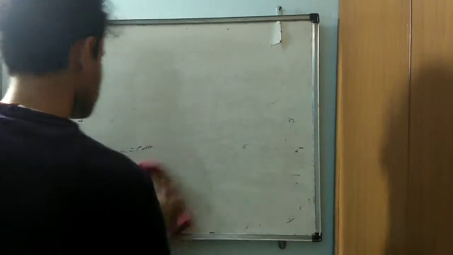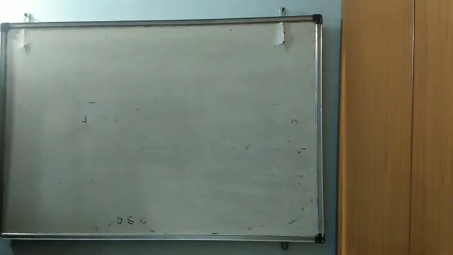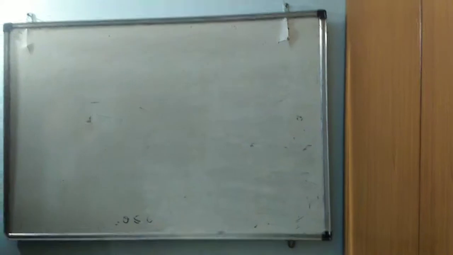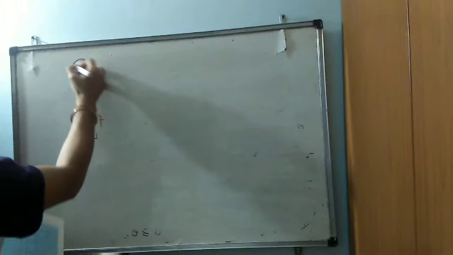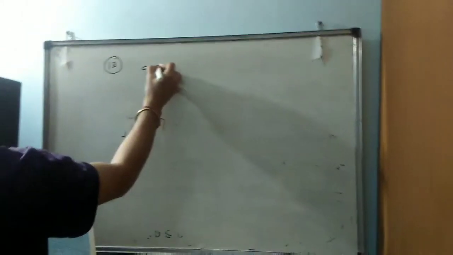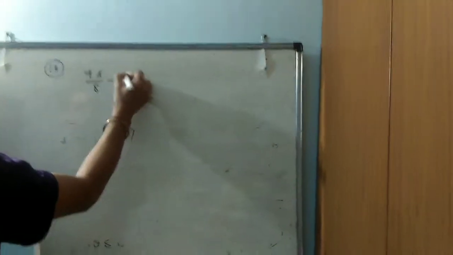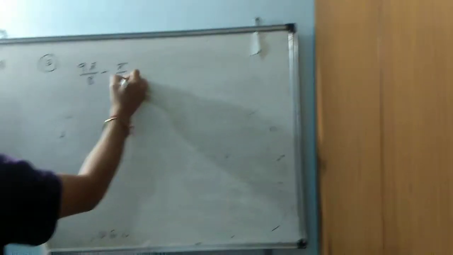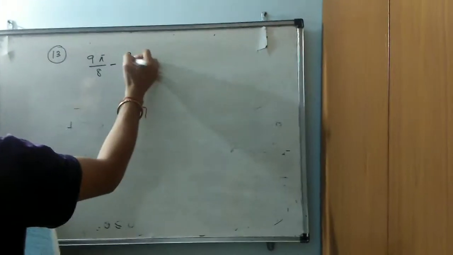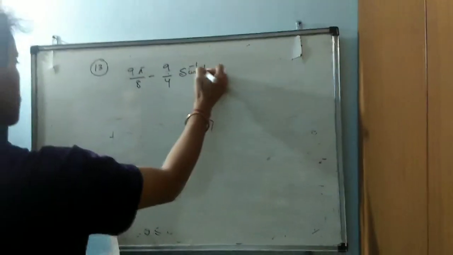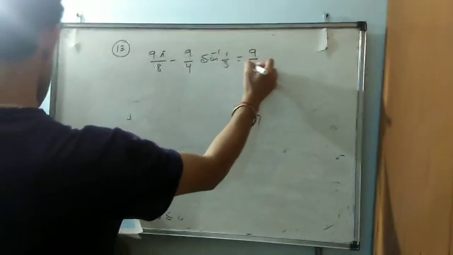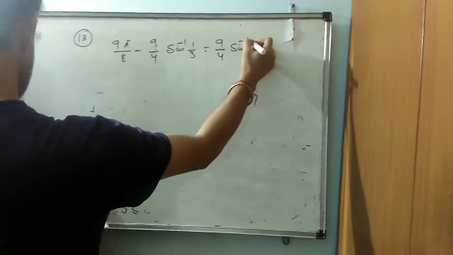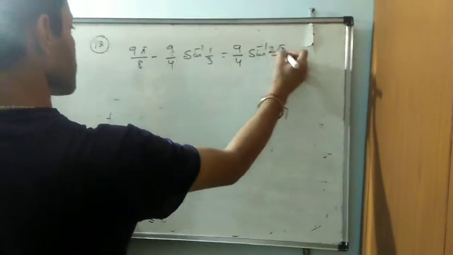Next question is very simple. It is: prove that 9 pi by 8 minus 9 by 4 sine inverse 1 by 3 is equal to 9 upon 4 sine inverse 2 root 2 upon 3.